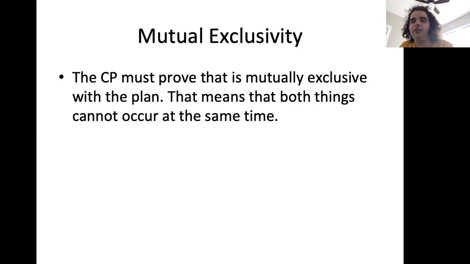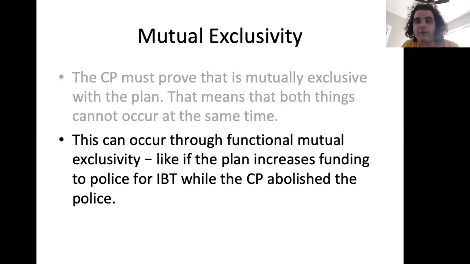So there are two ways that the negative team can go about proving that the counterplan is competitive, or that it has mutual exclusivity with the plan. First, it can be functional, right? There can be functional mutual exclusivity or functional competition.